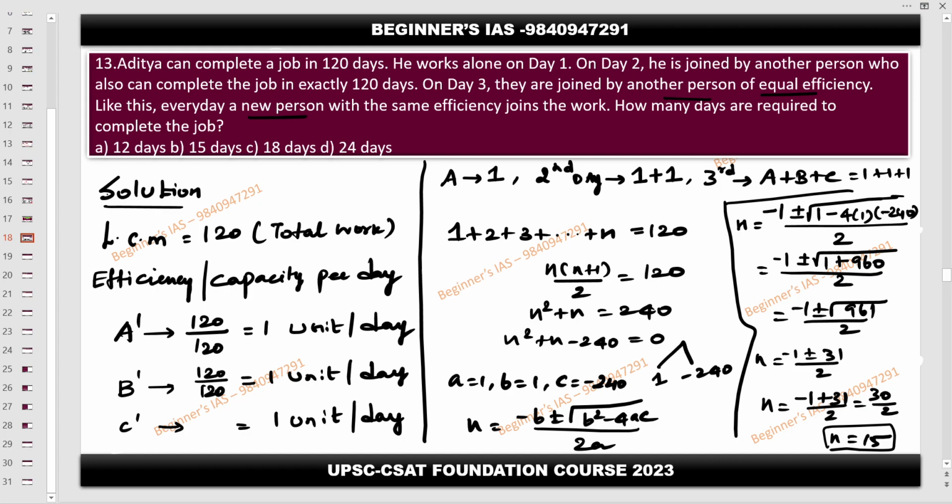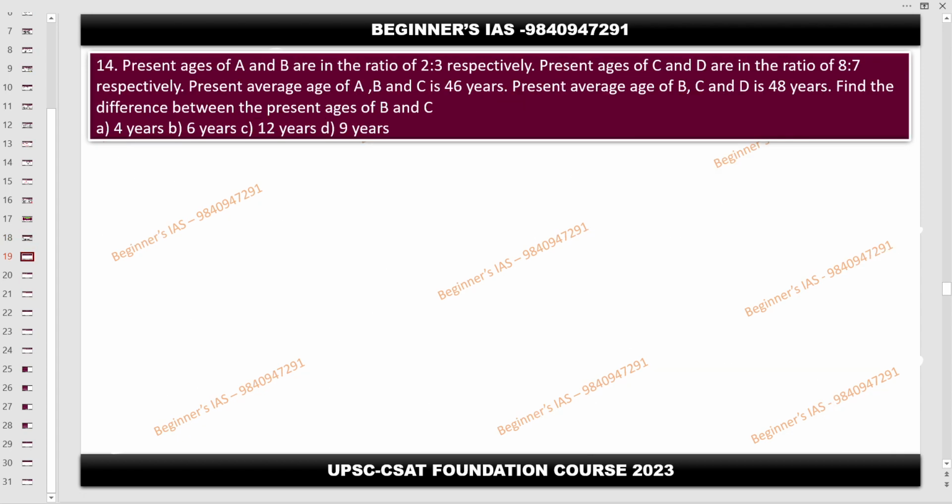Anybody having a doubt? Option B, 15 days. If you are having a doubt, please clarify. No means we will move on to the next problem. No doubt, sir. Fine. So everyone clear, right? Yes, sir. Fine.